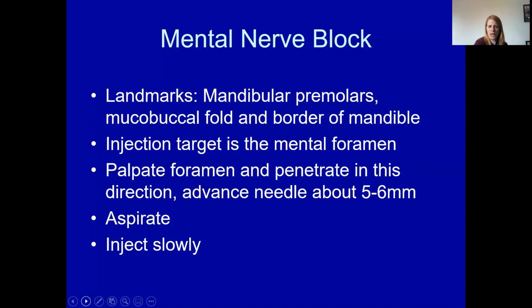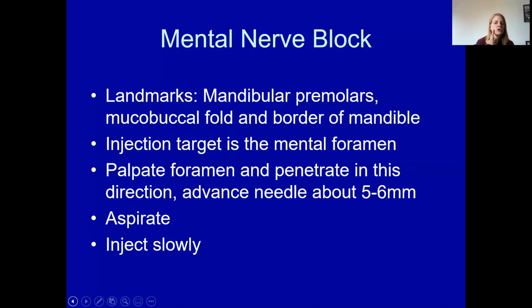Your mental nerve block. Your landmark, remember when we talked about the mental and the incisive being the same location as far as injection site. The mental is the one where we're just going to inject and not massage, so diffusion of the anesthetic goes towards the incisive branch of the IA. The mental is just inject and nothing else.